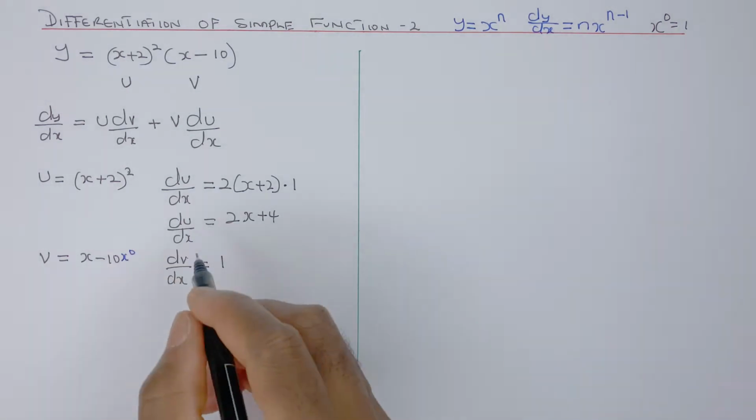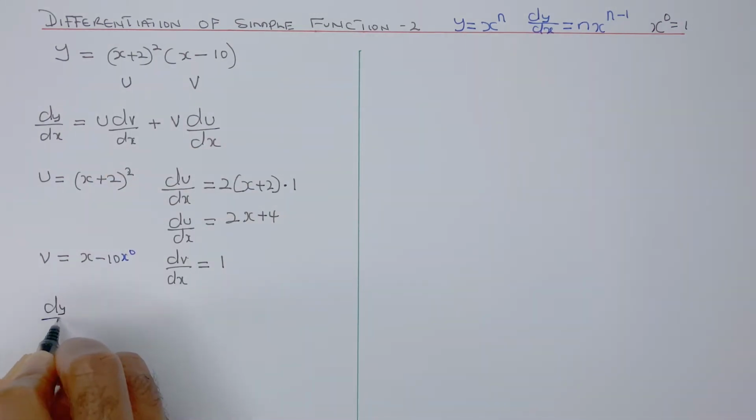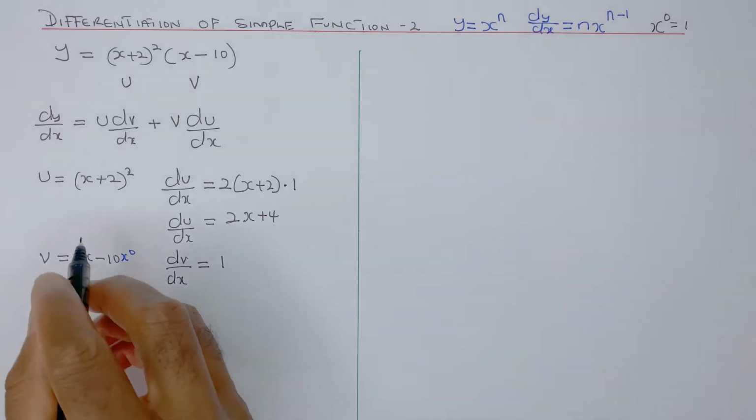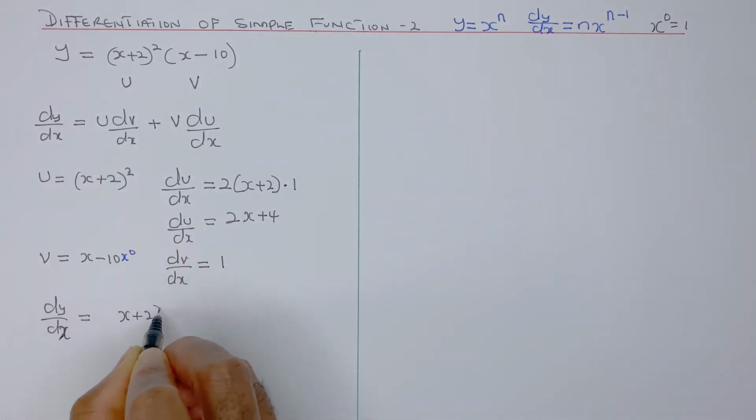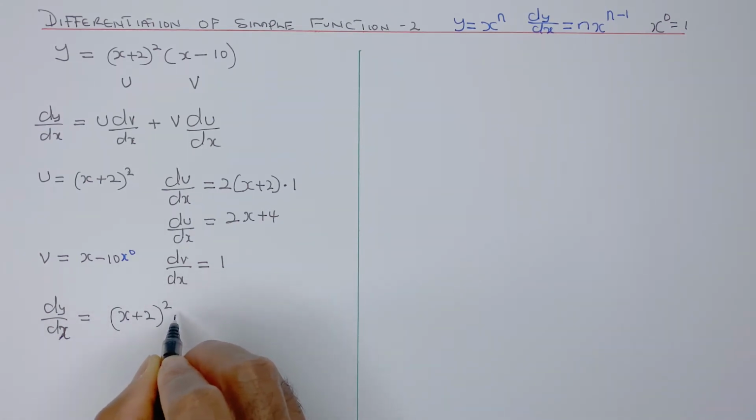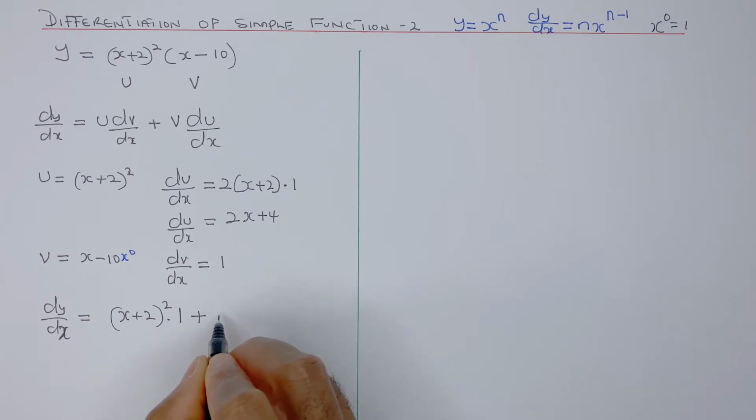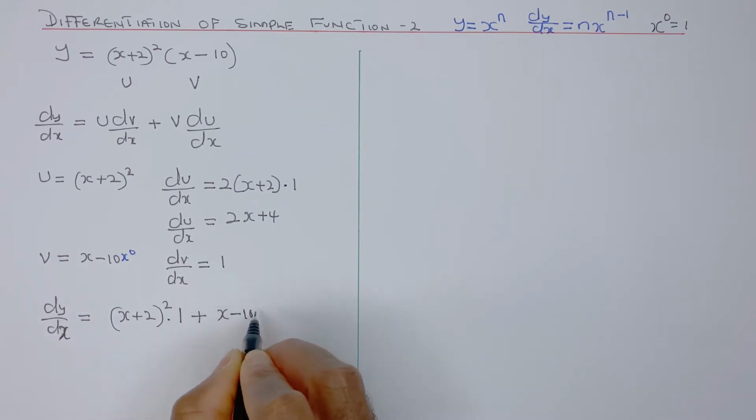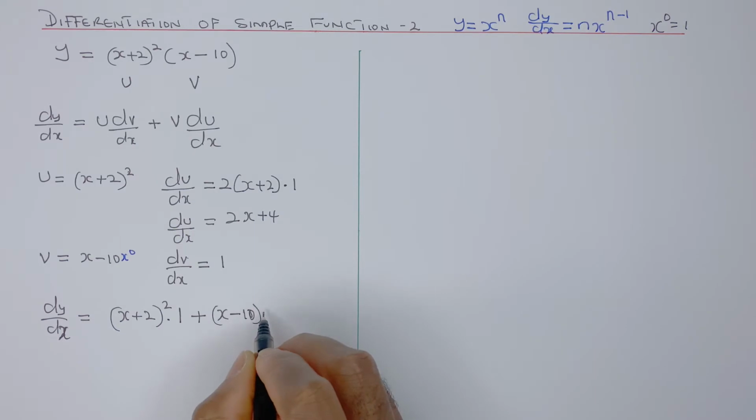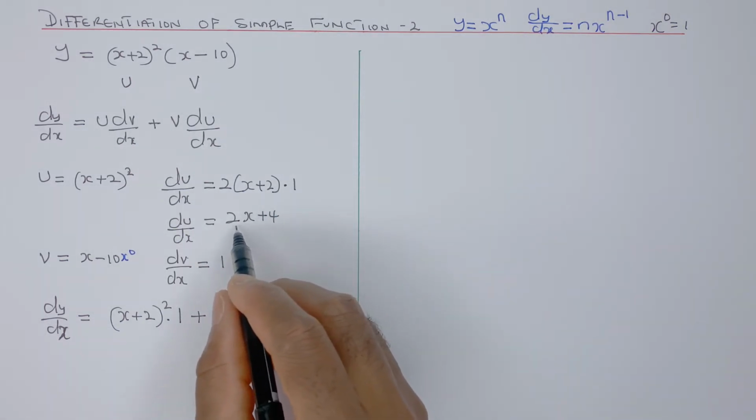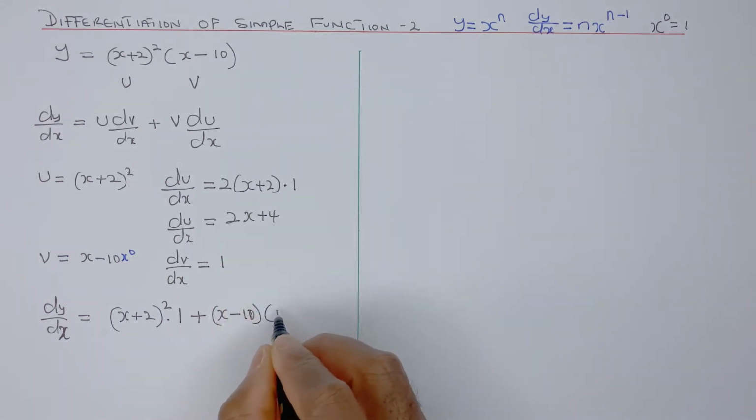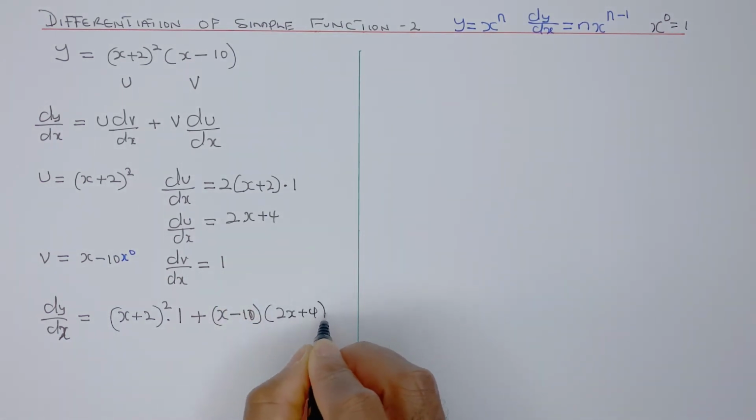Right. So now we can plug these values in here. dy/dx equals u, which is (x plus 2) squared, times v', which is 1, plus v, which is x minus 10, times du/dx. The du/dx is 2x plus 4, so that will be 2x plus 4.